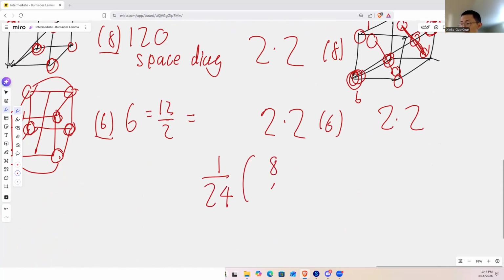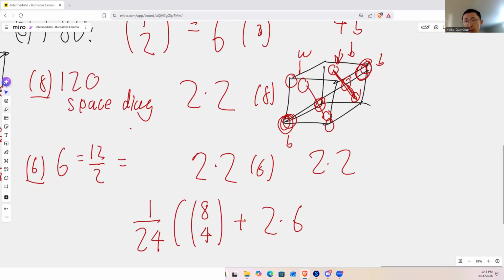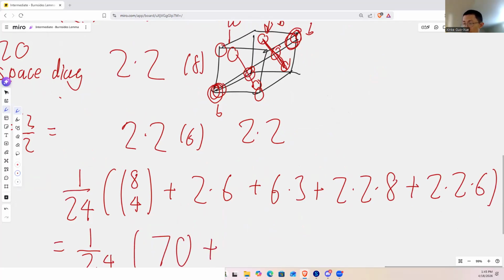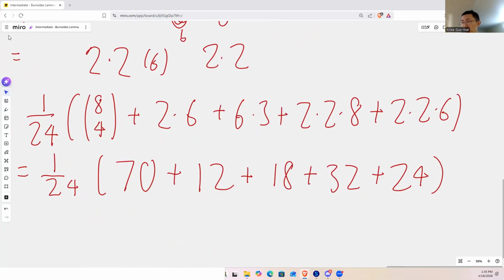So there were, then 2 times 6, 6 times 3, so 12 and 18, that makes 30. 30 plus 32, that makes 62. 62 plus 24, that makes 86.